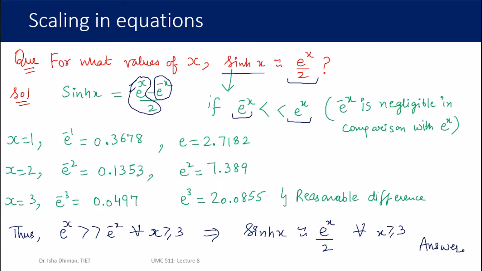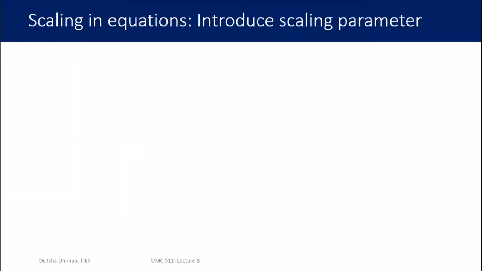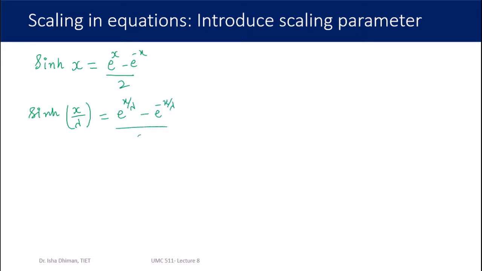But in this procedure, we have not used or introduced any kind of scaling method. So now let's introduce a scaling parameter and see how things are going to change, how the answer is going to be controlled by that. So now I'm introducing a scaling parameter. In the original formula, sine hyperbolic x equals e raised to power x minus e raised to power minus x by 2, you change x with x by lambda, where lambda is a scaling parameter. So now for lambda equals 1, this is the same expression.